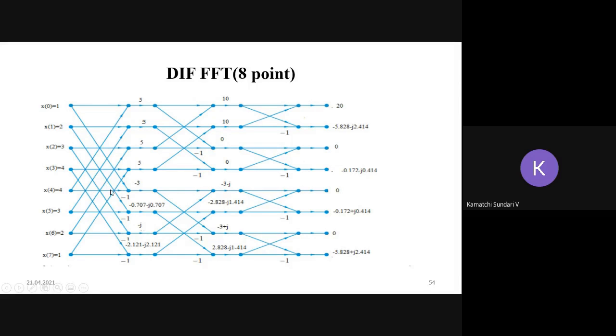And similarly, here, in the first stage, the last 4 lines are given with -1. And in the second stage, the third line, fourth line, seventh line, eighth line are given with -1. And here 2, 4, 6 and 8 are given with -1.